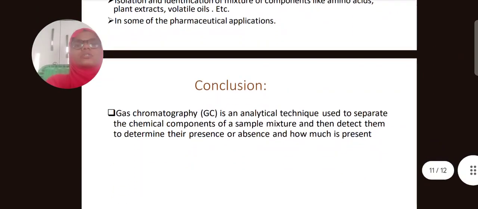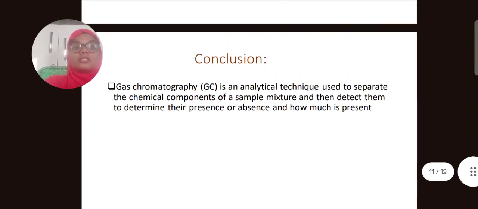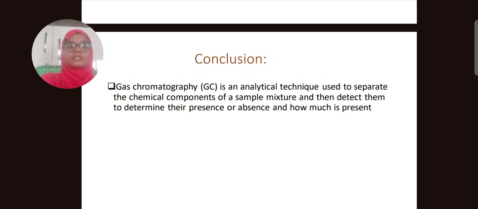So what is the conclusion of gas chromatography? Gas chromatography, which is known as GC, is an analytical technique used to separate the chemical components of a sample mixture and then detect them to determine the presence or absence and how much is present.